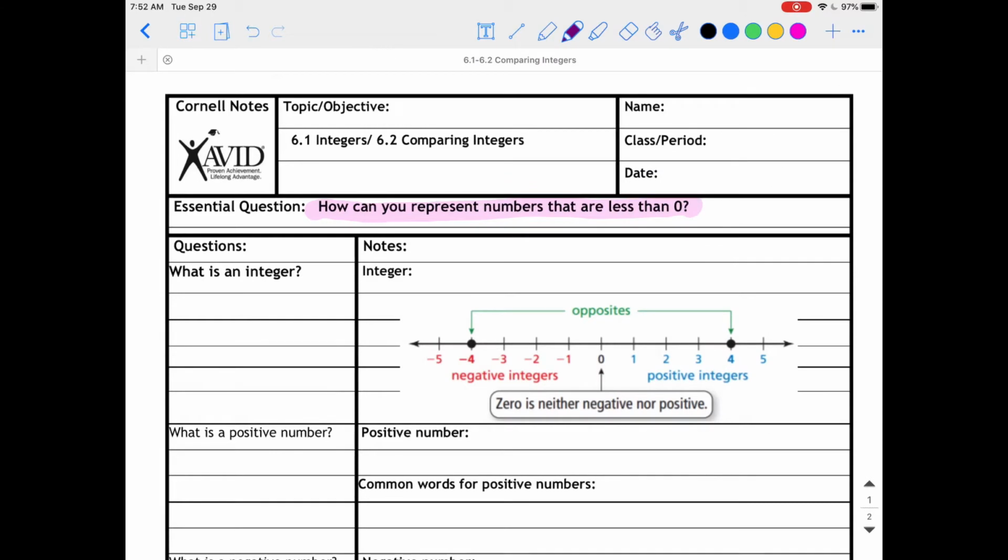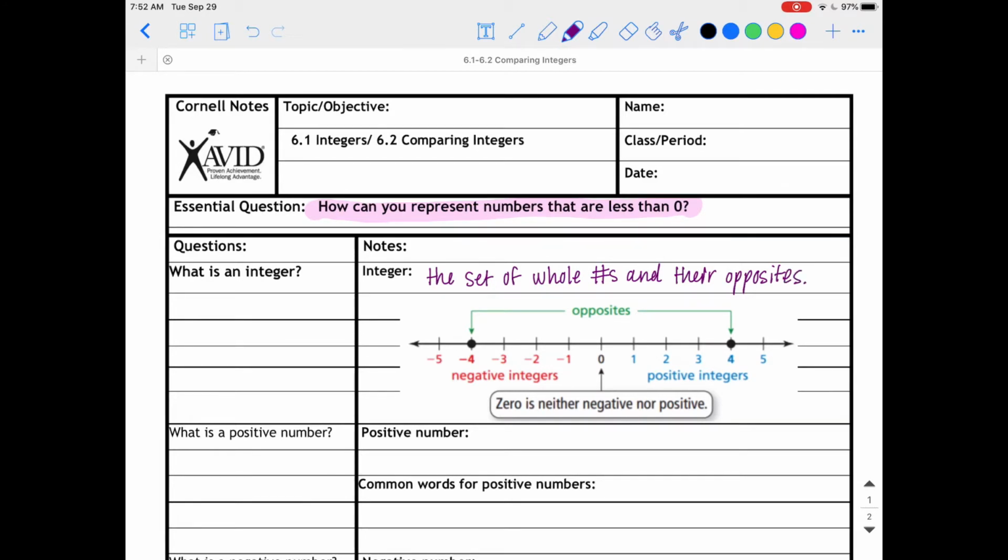All right, so to begin, let's talk about what an integer is. So an integer is the set of whole numbers and their opposites. And when we say opposites, we basically mean negative numbers.